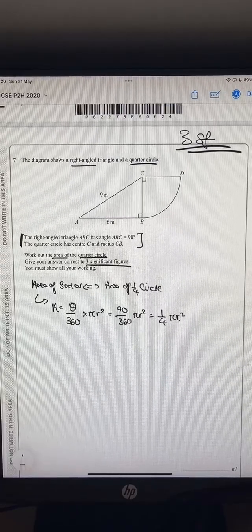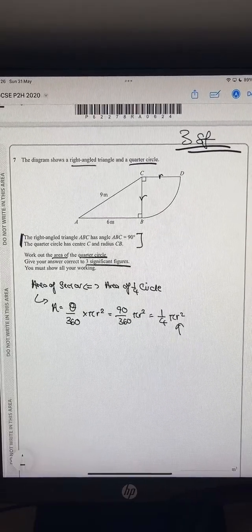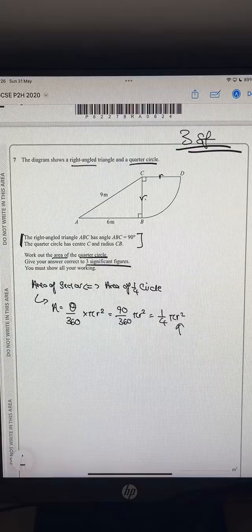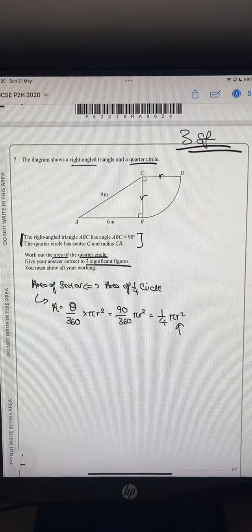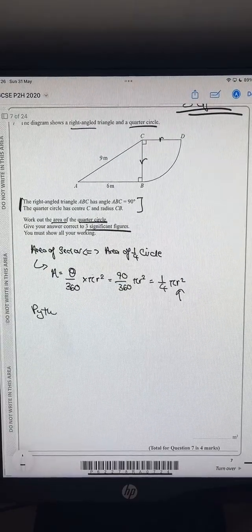So what do we need? We need to just find what r is. Do I know what r is? Nope, but I know this is r. And oh look, this little triangle here has one missing side, and that missing side happens to be r. Because I've got three sides, no angles, like what I said in the previous question, we're going to use Pythagoras theorem, so Pythag.